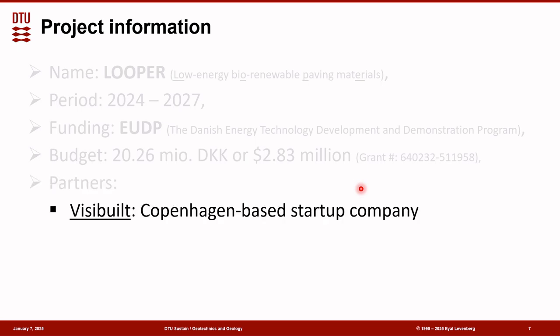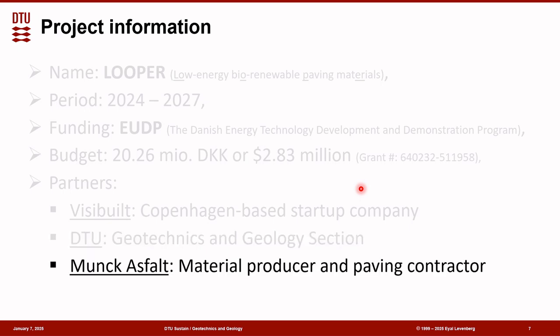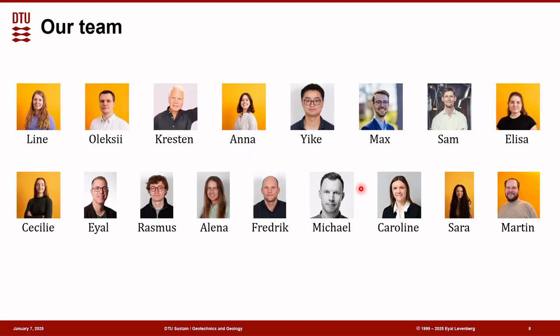And we have 3 partners. Visibilt is a Copenhagen-based startup company, and DTU, us, we are the Geotechnics and Geology section, and we have Munk Asphalt, who is a material producer and a paving contractor. Here's an overview of the team members. I'll point out Line. This is in fact her brainchild. She came up with the idea of using mycelium for road construction. We have Alexi and Anna that are helping with the scientific aspects, and Nike is a PhD student that works in the lab, and the specimens you saw he prepared.